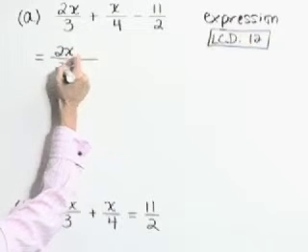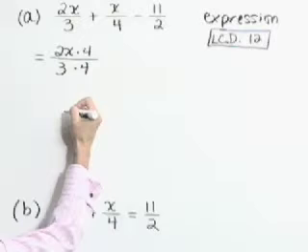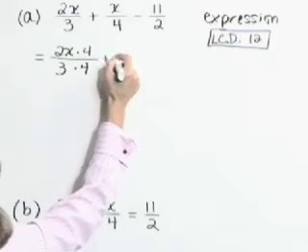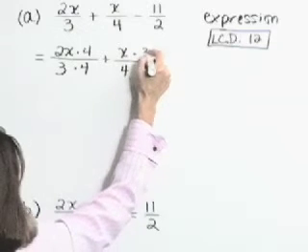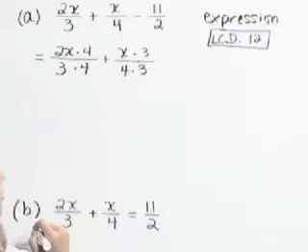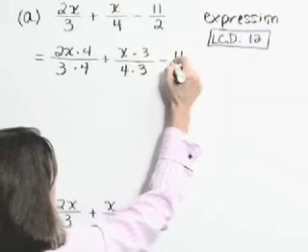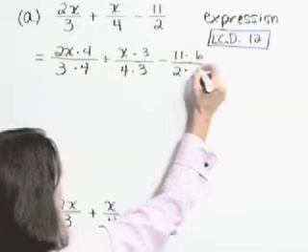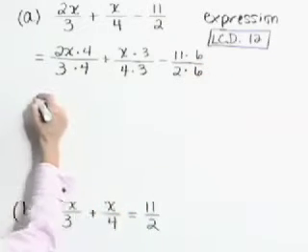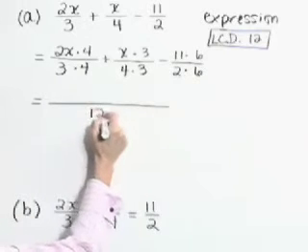So take 2x over 3 times 4 in the numerator and denominator. Take your second fraction, x over 4 times 3 in both the numerator and denominator. And lastly, we've got a minus 11 halves. Here, take the numerator and denominator both times the value of 6. Now, each of these denominators is 12.